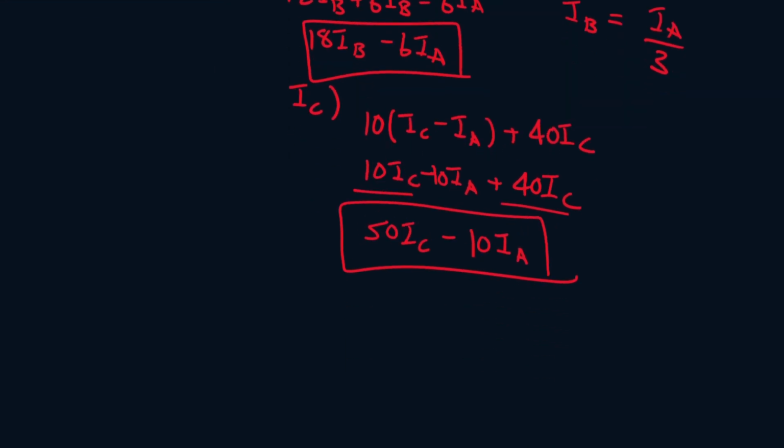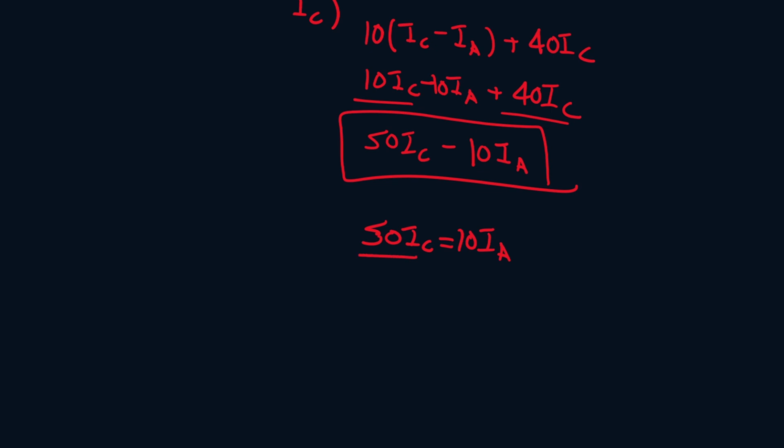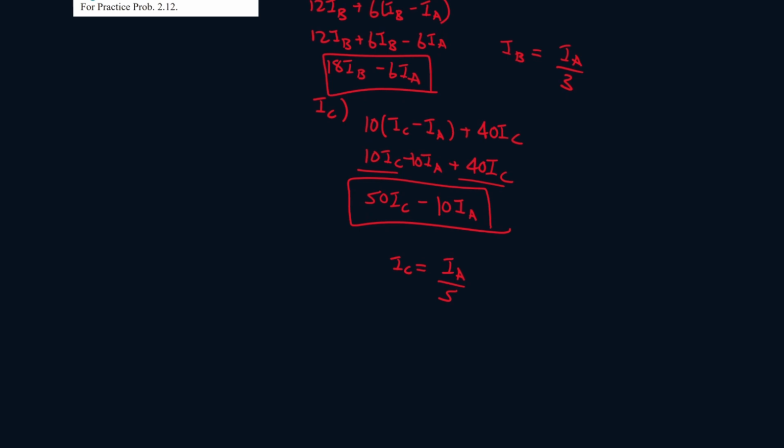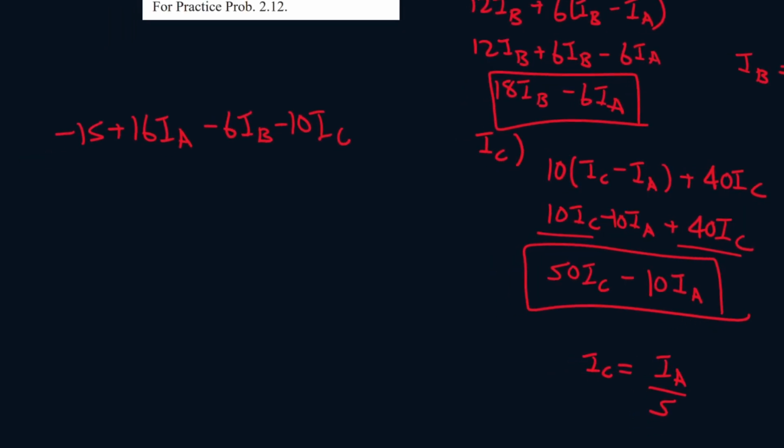Okay, now for the second one, we have 50 IC minus 10 IA. Bring one of these to the other side, it'll be 50 IC equals 10 IA. Divide both sides by 50. This cancels out, so we have IC equals 10 over 50, which is just 1 over 5. Okay, now going back to our original equation, we can start plugging these in.